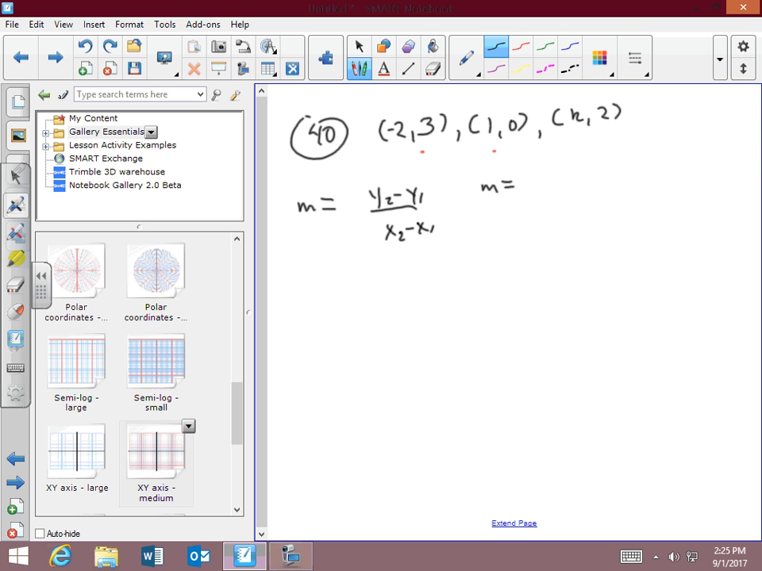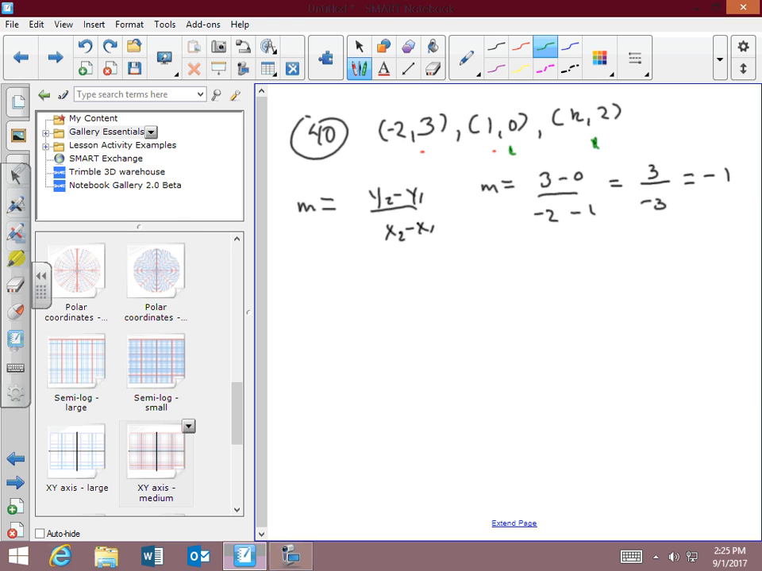I'll use the second one as y2. So I go 3 minus 0 over 2 minus 1... that's 3 over negative 3, which is minus 1. So the slope is minus 1.